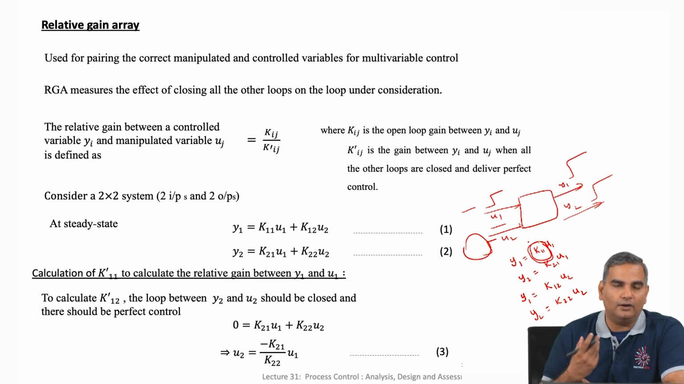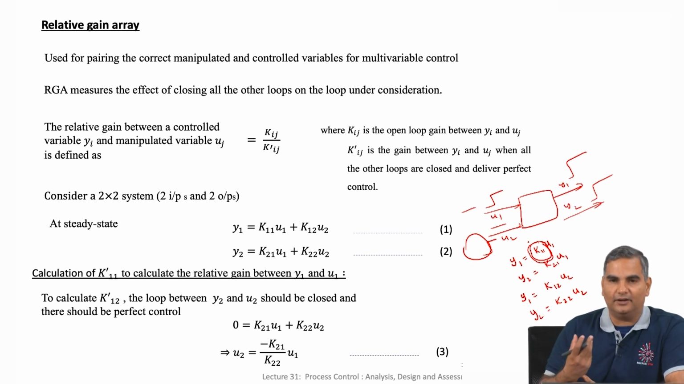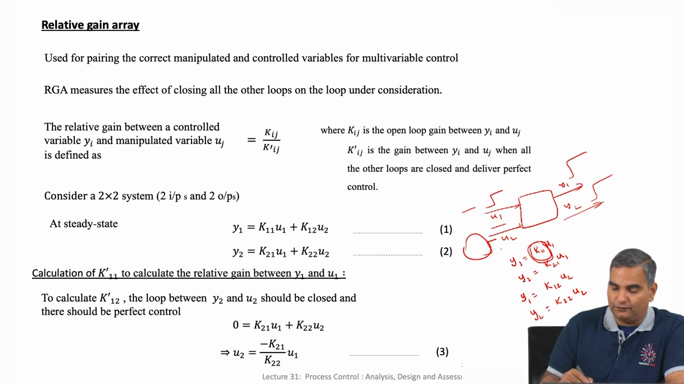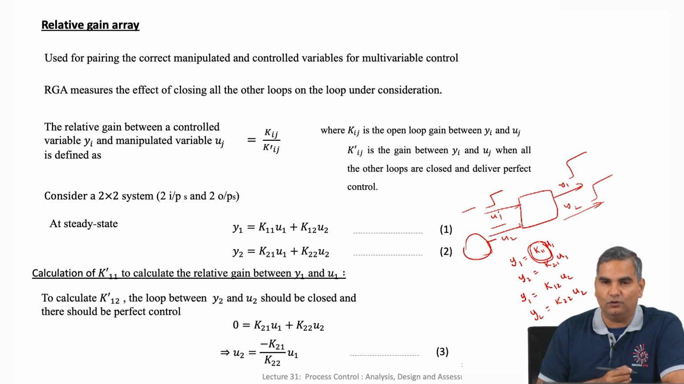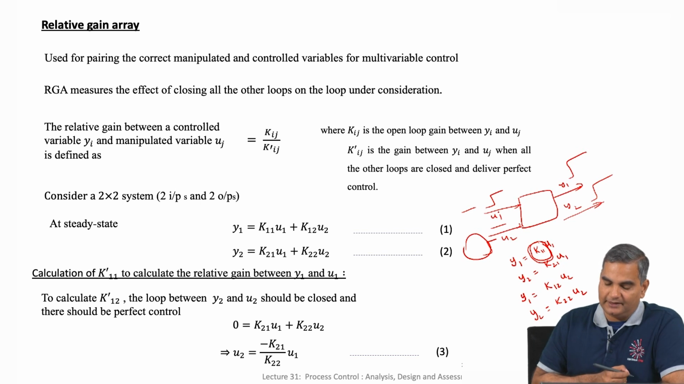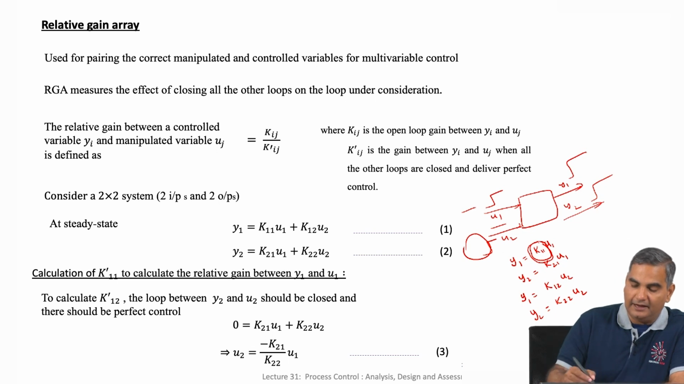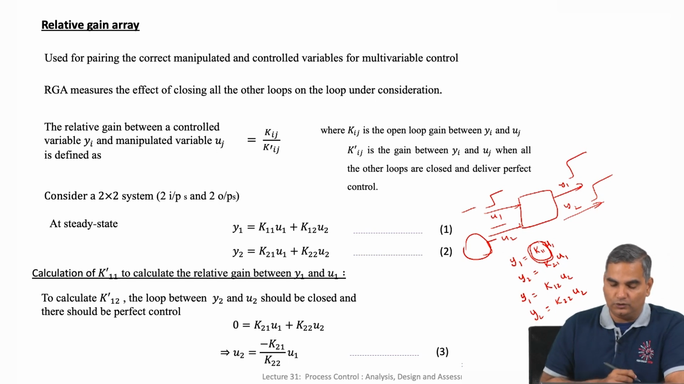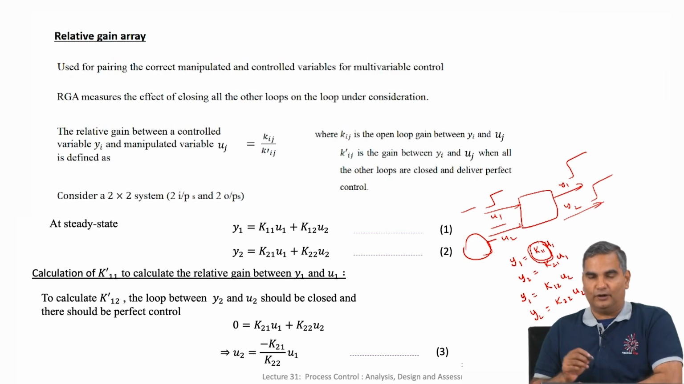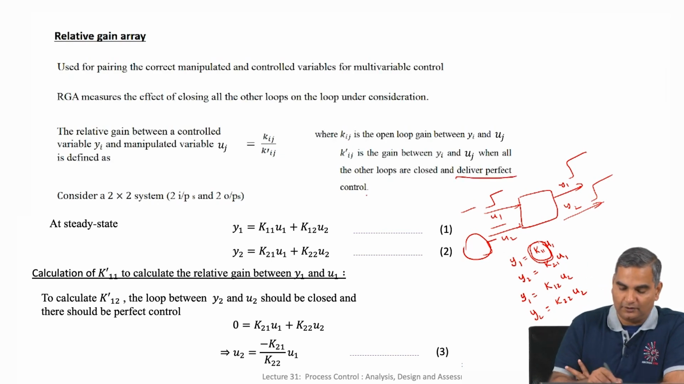So, what I want to do is find out the effect of closing the other loop on, say, the u1 y1 loop. Basically, I am going to define the gain between yi and uj when all the other loops are closed and deliver perfect control. So, we will understand what this means. This is an important word.